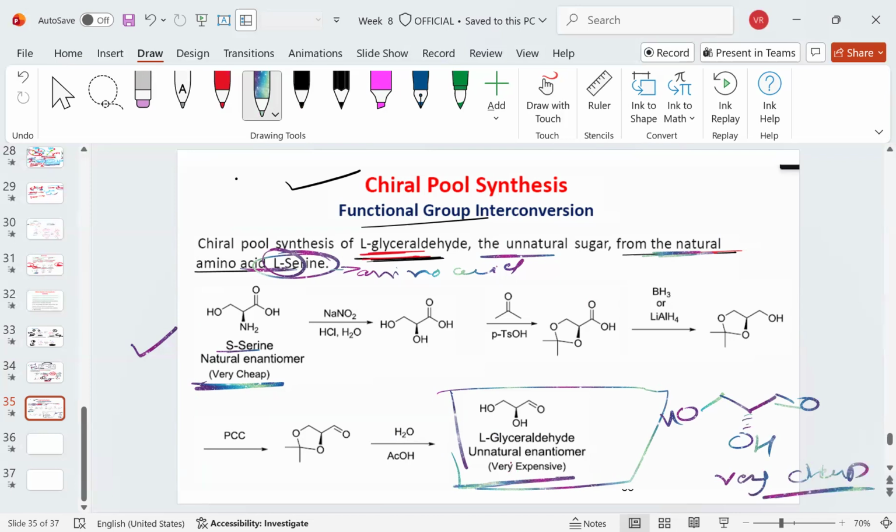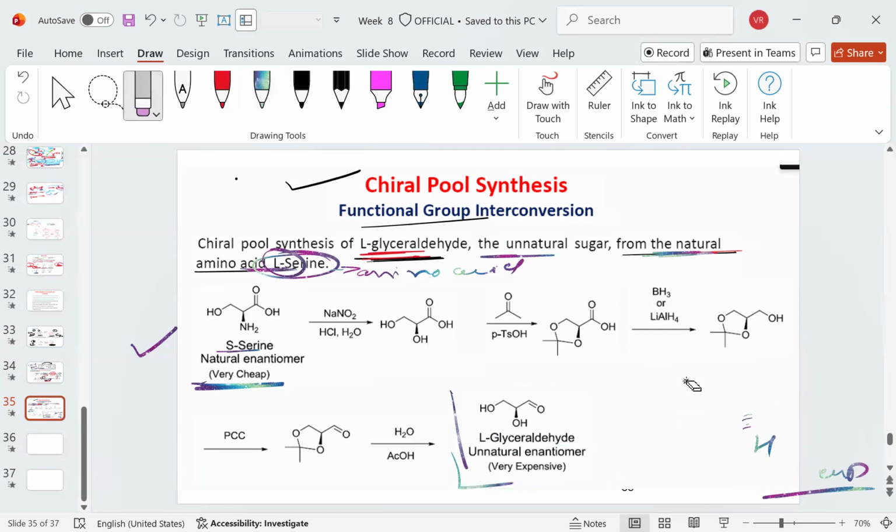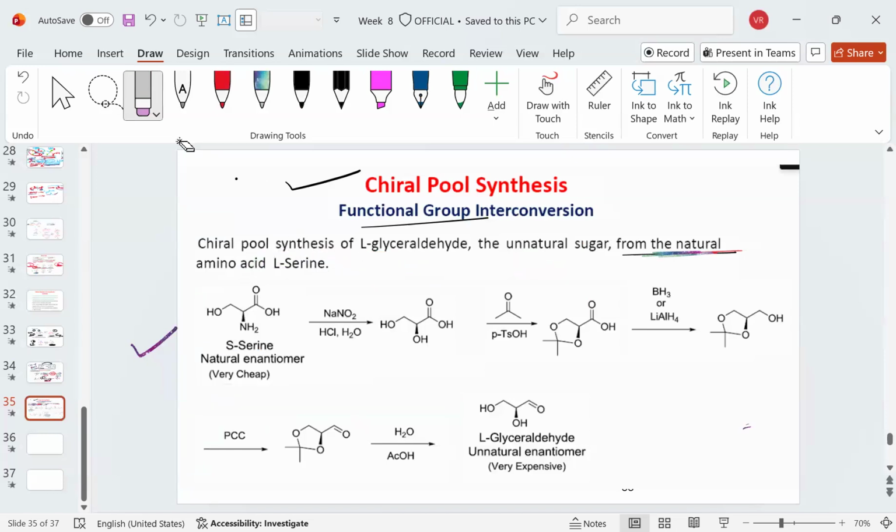But if you want to synthesize this L-glyceraldehyde, now we have to use this chiral pool synthesis approach. We will see how we have retained the stereo center of this starting serine in the product. So this is the stereo center you can see. If you look here, this is the stereo center, and this comes from the L-serine. So this is the structure of L-serine.